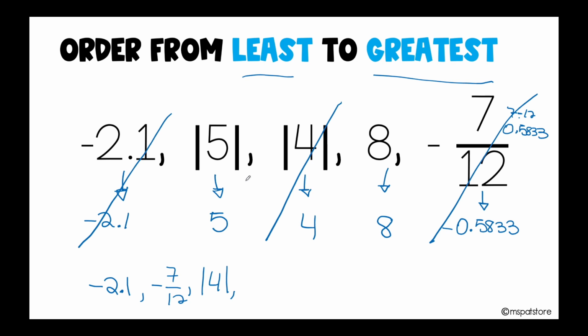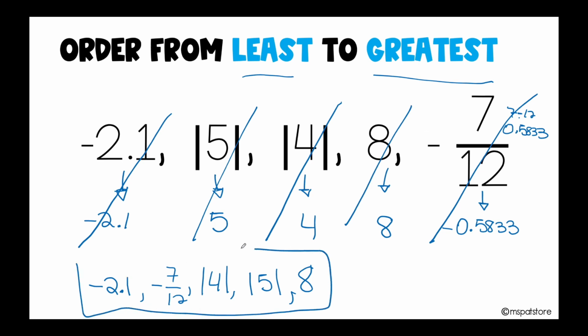Out of absolute value of 5 and positive 8, obviously, absolute value of 5 is smaller. So I'm going to write absolute value of 5 here, and I'm going to cross it out. Now, the greatest number of this whole set is positive 8. I cross it out. So now, I just ordered my rational numbers from least to greatest.